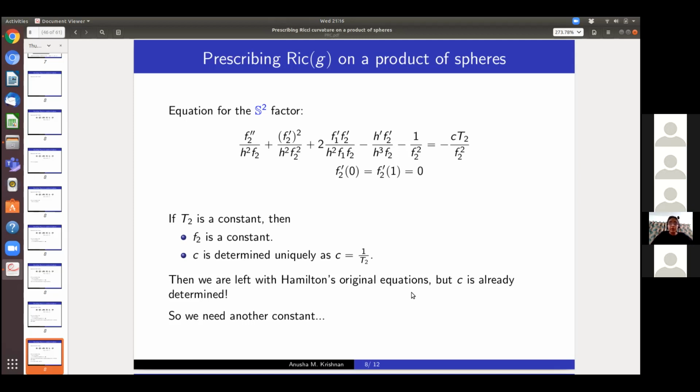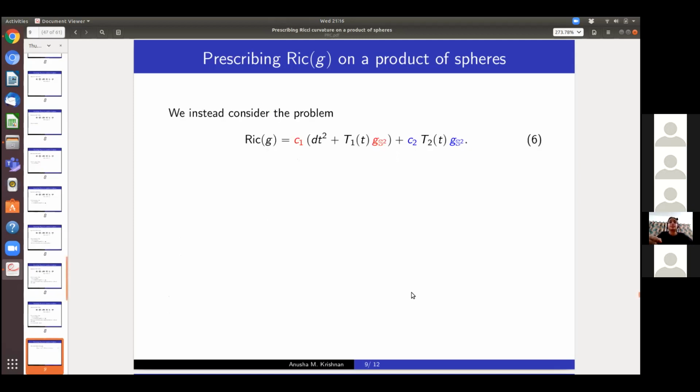So the problem that we actually consider now is this problem with two scaling constants: scaling constant C1 on the part corresponding to the red S3 factor, and C2 on the metric on the S2 factor. So we seek an invariant metric G as well as positive constants C1 and C2 that solve this equation.